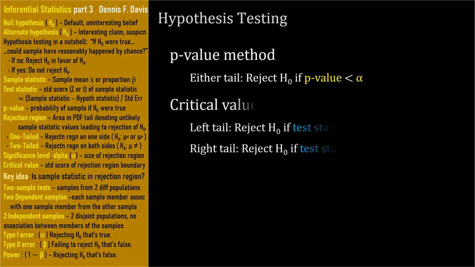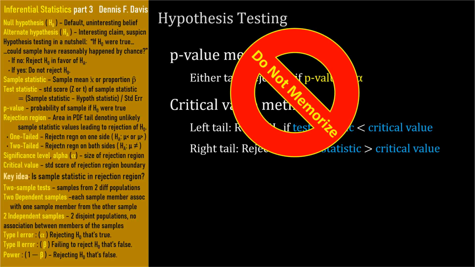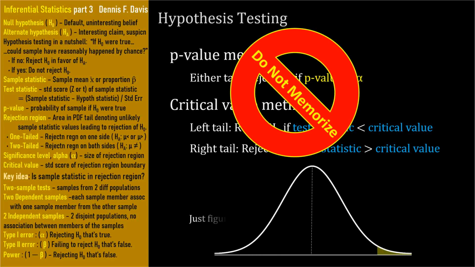For the critical value method, there isn't a simple rule to memorize that works for both tails, because in the left tail we reject if the test statistic is less than the critical value, but in the right tail we reject if the test statistic is greater than the critical value. So don't rely on rules or your memory. Rather, draw a PDF and rely on your understanding to just figure out if the test statistic is in the rejection region. And that's all there is to step 4.